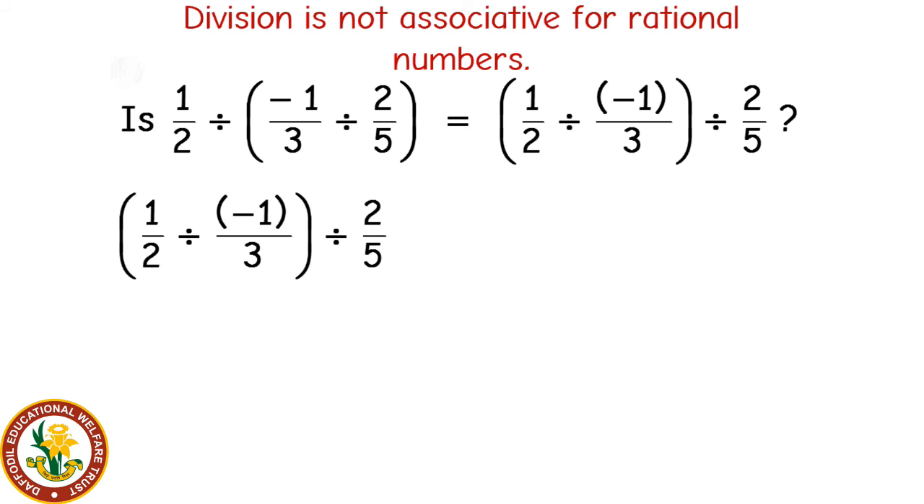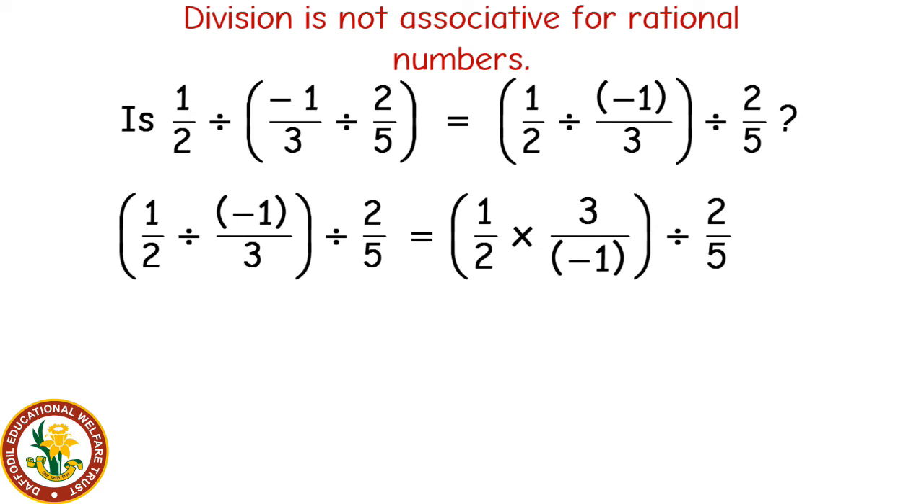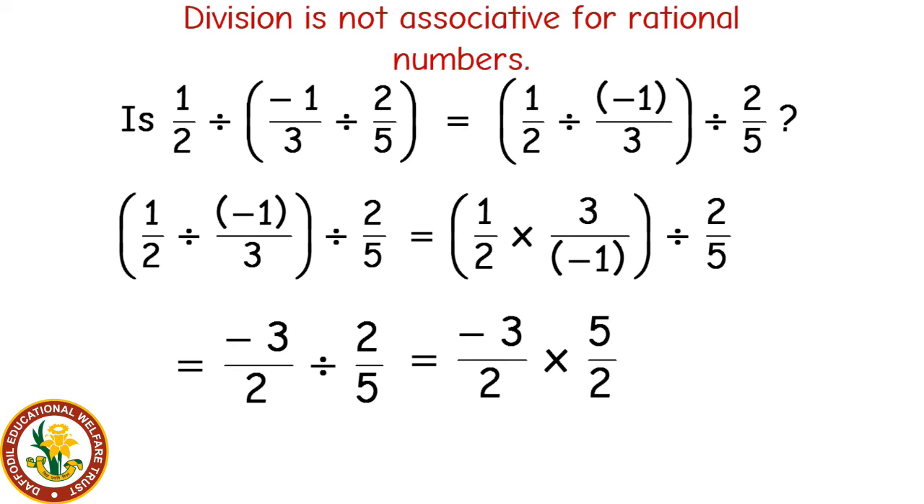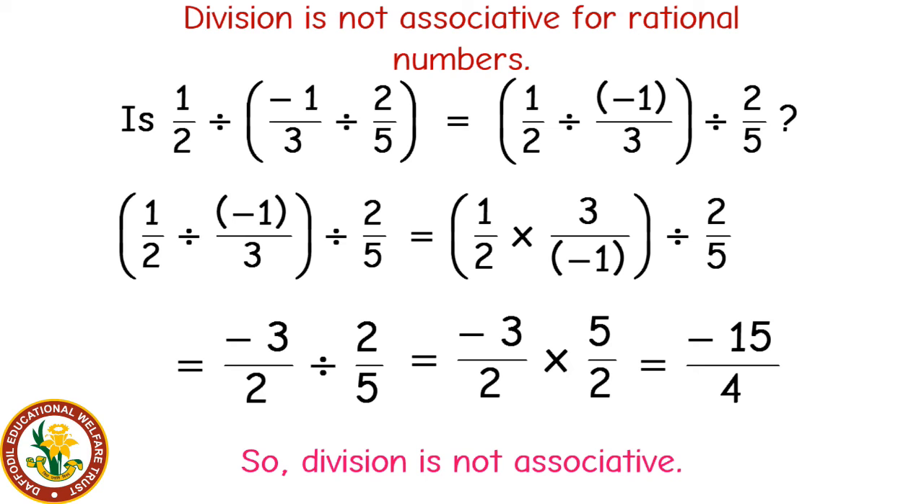Whereas (1 upon 2 divided by minus 1 upon 3) divided by 2 upon 5 is equal to (1 upon 2 multiplied by 3 upon minus 1) divided by 2 upon 5, which is equal to minus 3 upon 2 divided by 2 upon 5, which is equal to minus 3 upon 2 multiplied by 5 upon 2, which is equal to minus 15 upon 4. So, division is not associative.